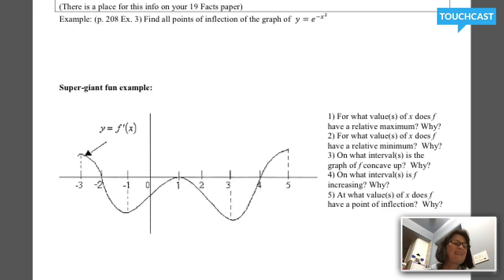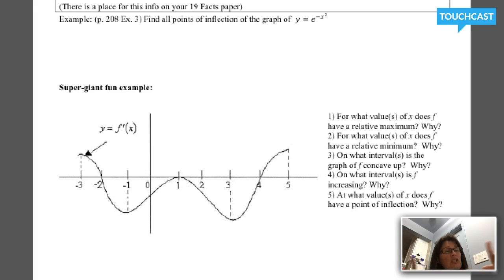So I'm going to move to a blank screen. What am I going to need to do to find the points of inflection of this function, y equals e to the negative x squared? Well, points of inflection occur where the second derivative changes sign. So I'm going to start by finding y prime. Then I'm going to find its derivative, y double prime.